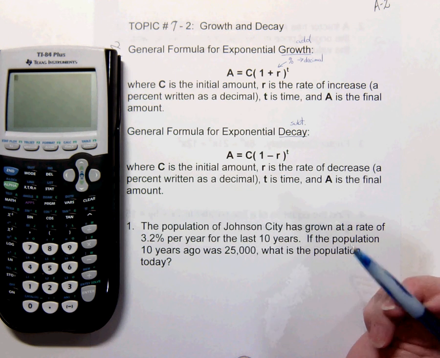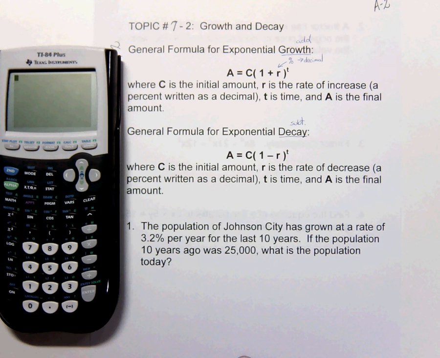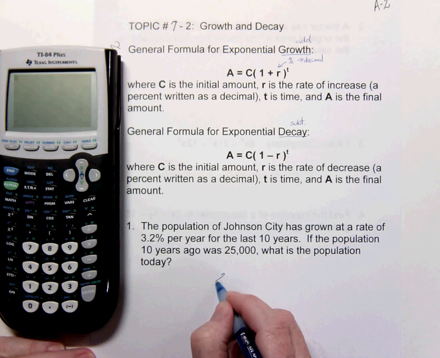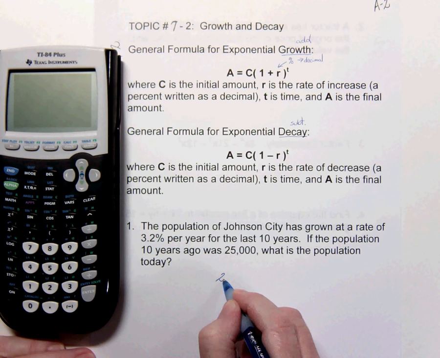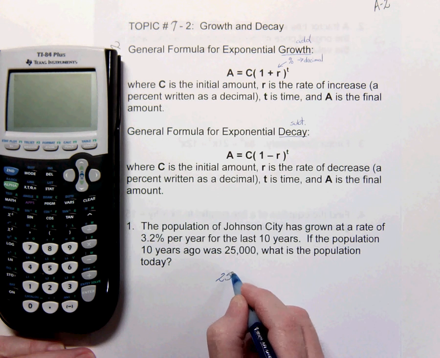A population of Johnson City has grown at a rate of 3.2% per year for the last 10 years. If this population 10 years ago was 25,000, what would be the population today? So we're thinking about it being just 10 years ago. So your initial amount is 25,000 people.